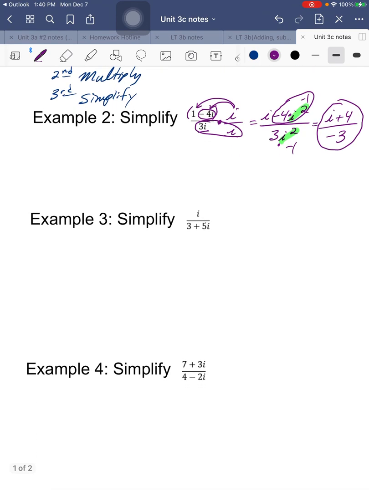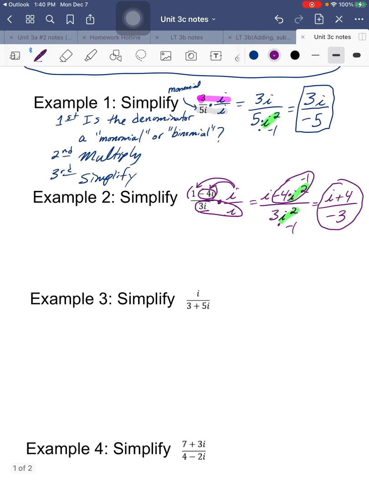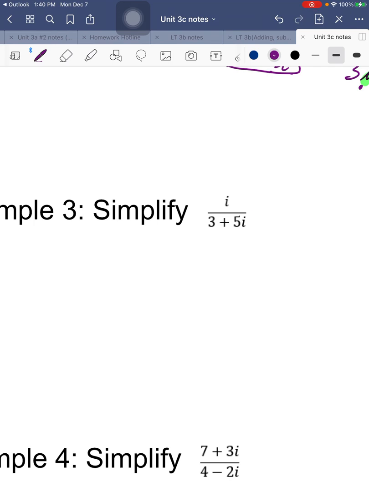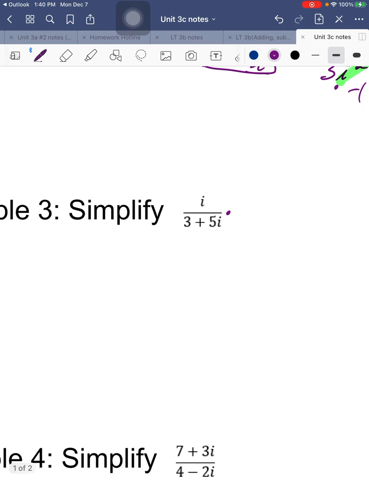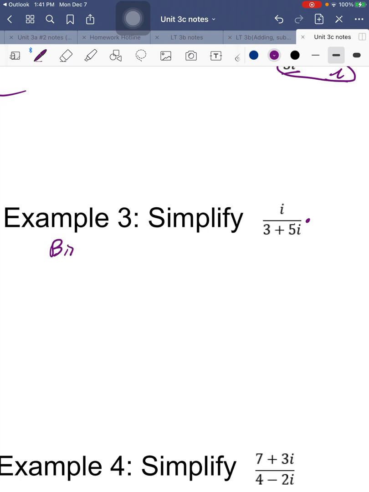All right, example 3. The first two were monomial denominators. In example 3, we have a binomial denominator, 3 plus 5i. When you have this, we need to multiply by something different. Multiplying by i just doesn't get rid of the i in the denominator. For binomial denominators, you multiply by the conjugate.